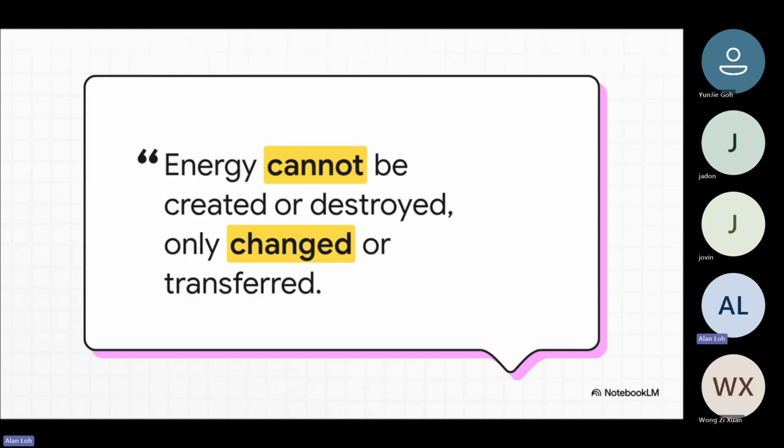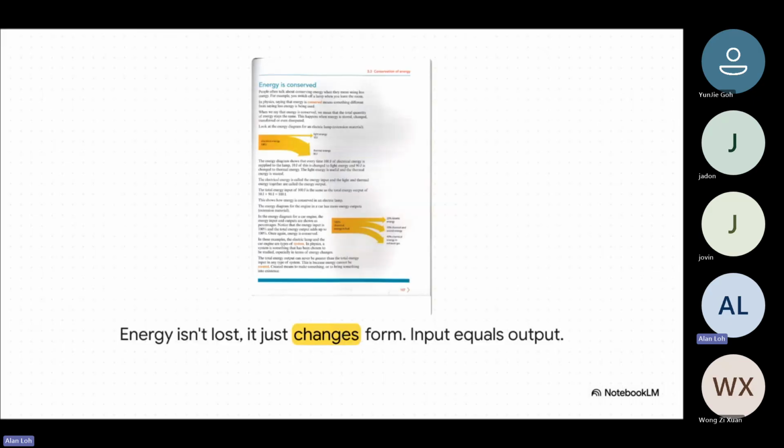You can't make energy out of thin air, and you can't make it just vanish. All the energy that exists in the universe has been here since the very beginning. It just moves around and changes its disguise. These diagrams show this law in action perfectly. Let's look at the lamp. You put in 100 units of electrical energy, but you only get 10 units of useful light out of it. So where did the other 90 go? They were transformed into heat. The energy wasn't destroyed, it just turned into a form we didn't want.